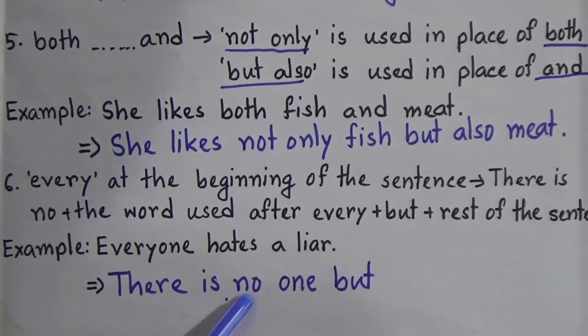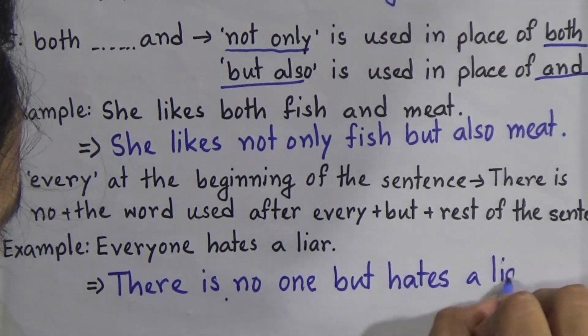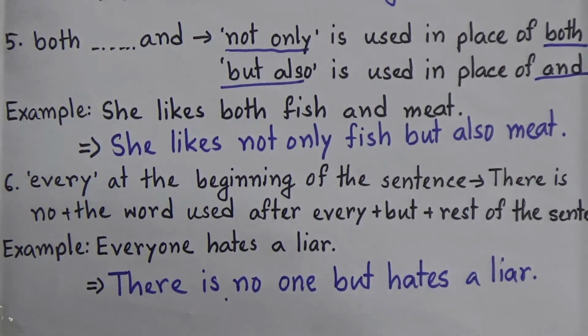So what will we write here? There is no one but hates a liar. This is the rest of the sentence, hates a liar. So at first we will write there is no instead of every, then we will write the word we find after every, that means one, and then we will add but, and now the rest of the sentence, hates a liar. Our affirmative sentence is everyone hates a liar, and the negative sentence is there is no one but hates a liar. Now we will go to our next rule.